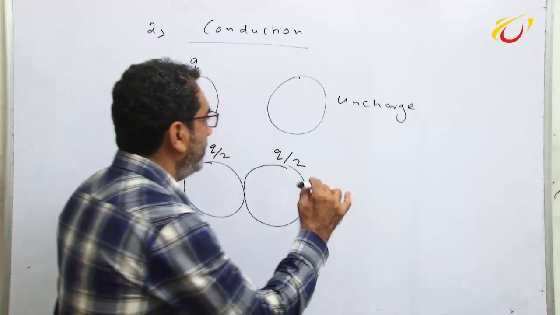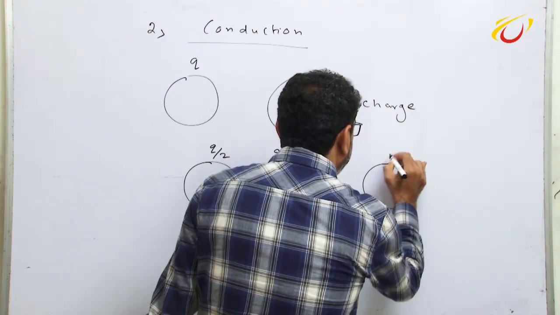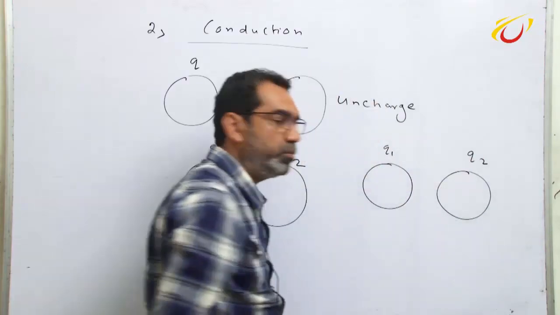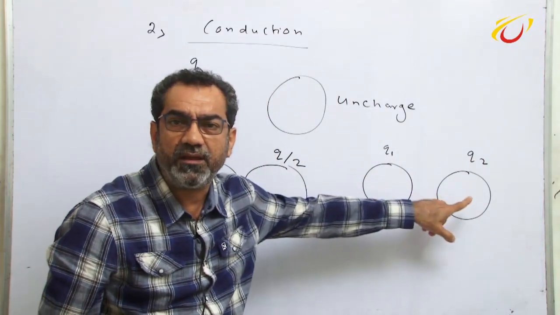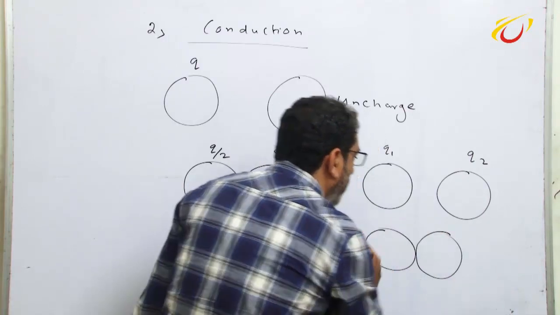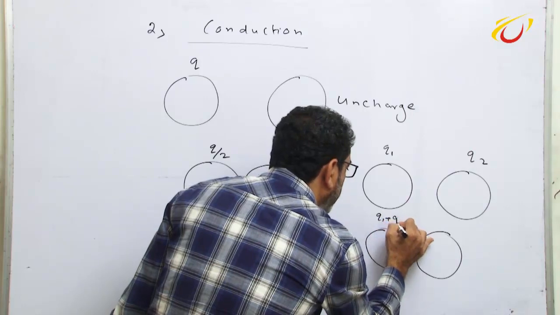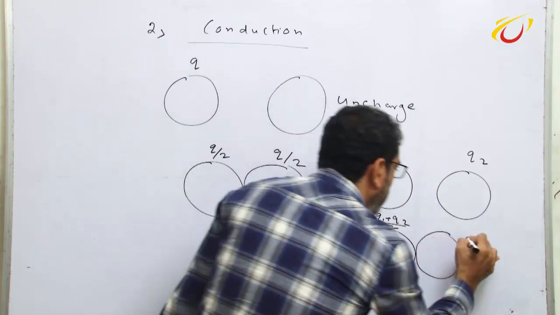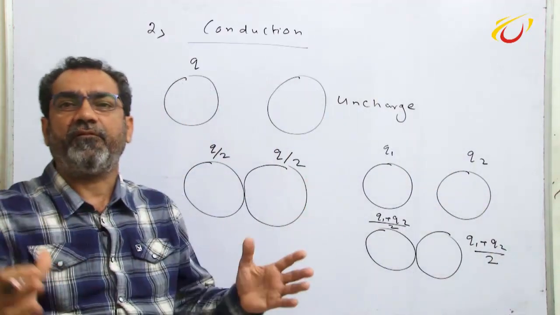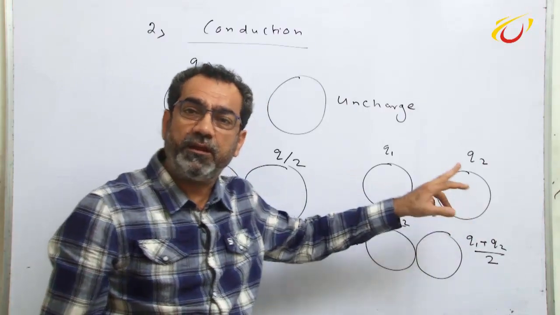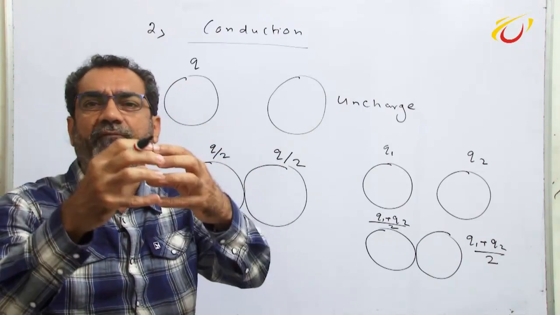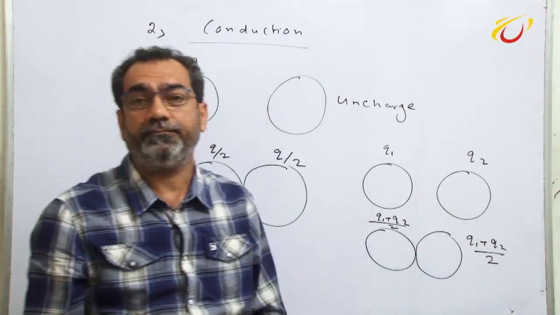Suppose this body has charge Q1 and this body has charge Q2. When you touch these bodies, both will get (Q1 plus Q2) divided by 2. This will be (Q1 plus Q2) divided by 2. Both will get half of the total, because here this was not an uncharged body, it also had a charge. So the total charge is nothing but Q1 plus Q2. Both will have half, because again I am taking similar bodies.